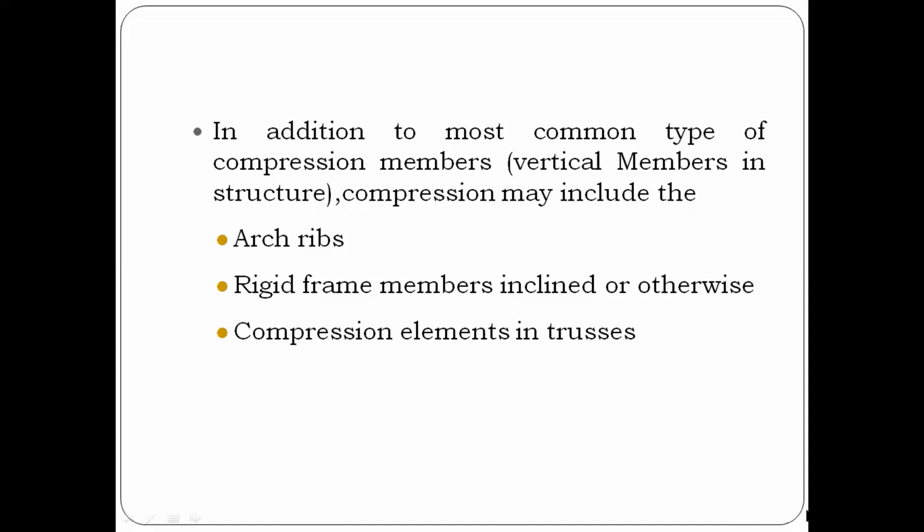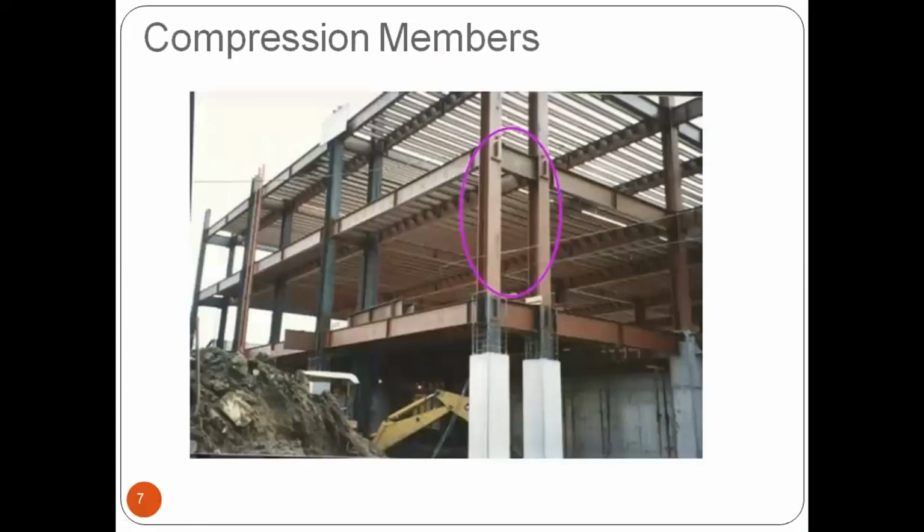So in that way, your compression members will not only be vertical, they can even be inclined. Now I will show you the pictures. Here is a column in a building, which is subjected to axial compression. See why I'm saying the column will have eccentric loads in practice.